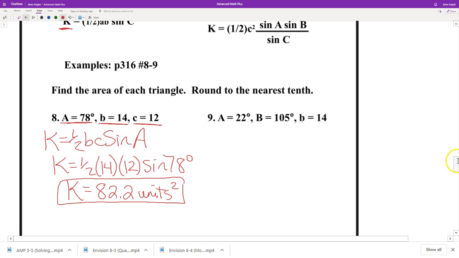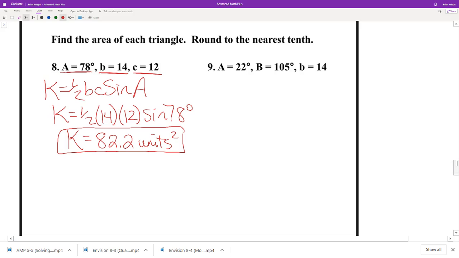For number 9, notice, do we have one of each letter? No, we're missing C. So they give me 2 angles and a side. They just give me one side, so I'm going to use that second one. But before I do, I've got to find the third angle. So angle C is 180 minus 22 minus 105. That is 53.